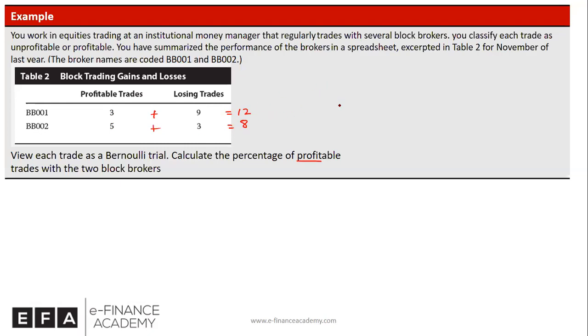So the profitable trades with BB001 are 3 out of 12, and that amounts to around 25%. While the profitable trades with BB002 are 5 out of 8, a total of 8, and that amounts to around 62.5%, which is fairly high. The percentage of profitable trades executed through the second broker is significantly higher than with broker 1.